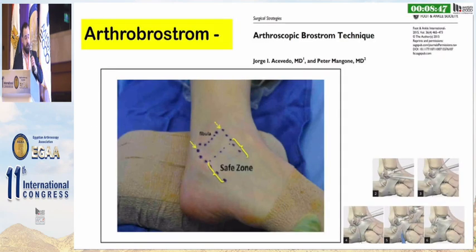Another arthroscopic technique is the arthro-Brostrom. In this technique, we need to draw the safe zone first of all. It is a zone that stays at the superior border of the peroneal tendon, the inferior border of the peroneal nerve, and 1.5 centimeters distal to the tip of the fibula. We have the extensor retinaculum. This is the safe zone.